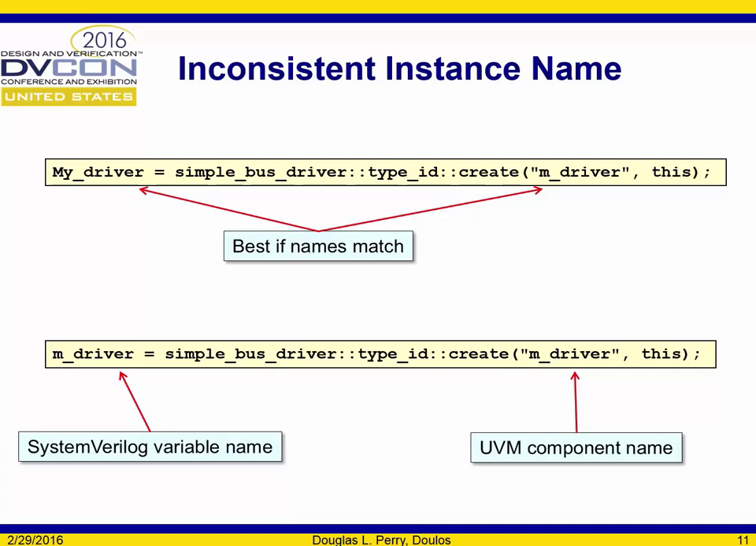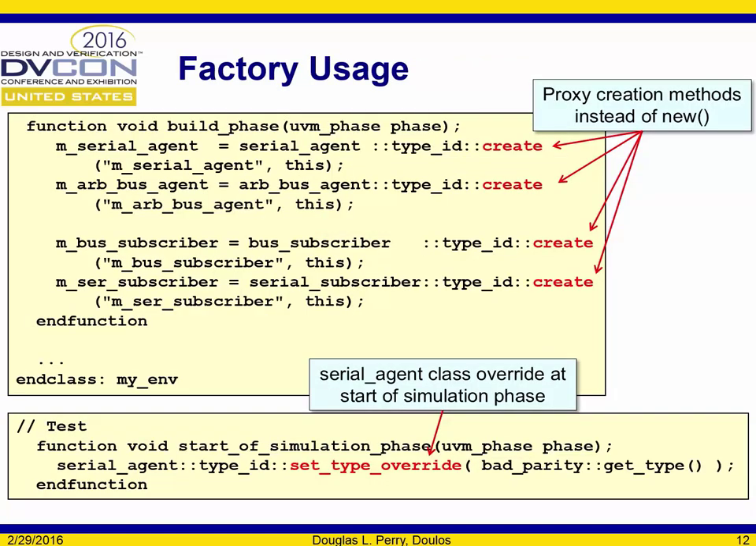So in this case, we've got the instance name and the SystemVerilog variable name. Now they're the same. This is much better. Again, nothing's going to prevent you from doing it wrong, but this is a much better way to do it. The reason why we register all these components with the factory is that we want to be able to do an override for a particular test.